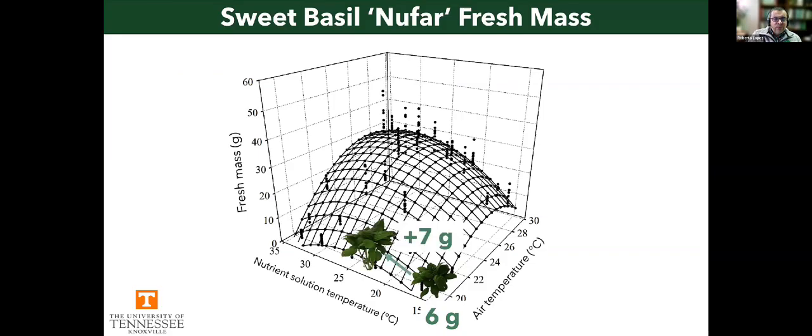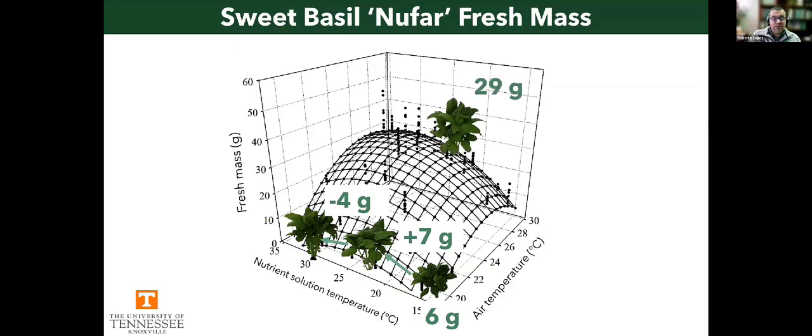Then, if we increase the nutrient solution temperature to around, let's say, about 73 degrees Fahrenheit, we see that we gain an additional 7 grams of biomass. However, if we continue increasing the nutrient solution temperature, we actually see a reduction in fresh biomass. Now, of course, this is when the air temperature is relatively cool, around 68 degrees.